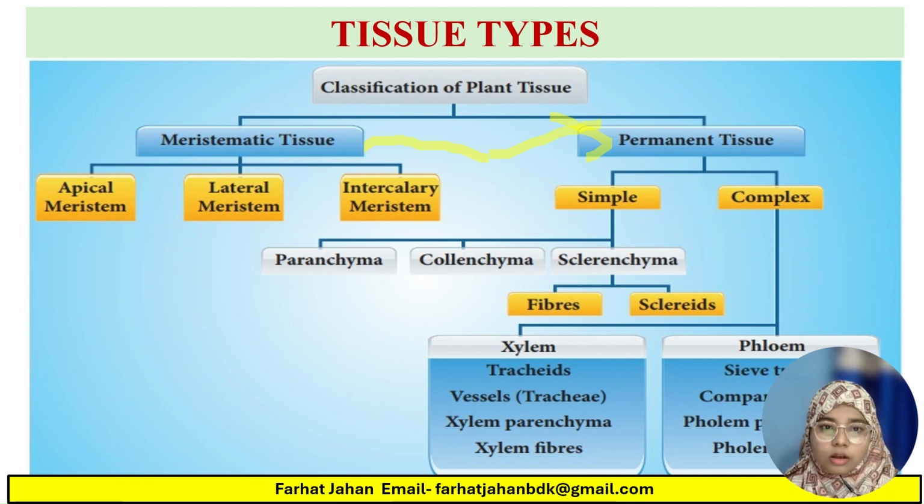So now let's come to the complex tissue. The complex tissues are of two types, that is xylem and phloem. Xylem includes tracheids, vessels, fiber and parenchyma. Phloem includes sieve tube elements, companion cells, parenchyma and phloem fiber.